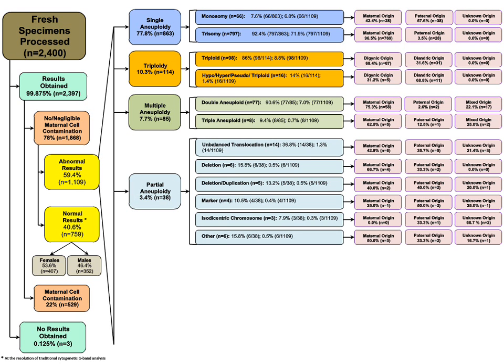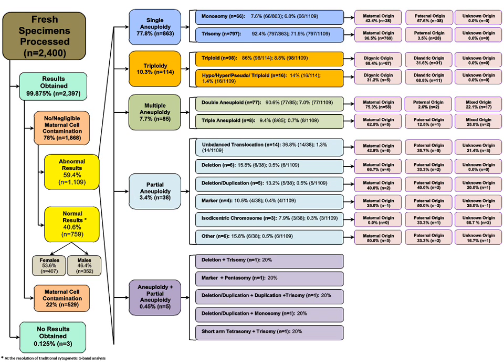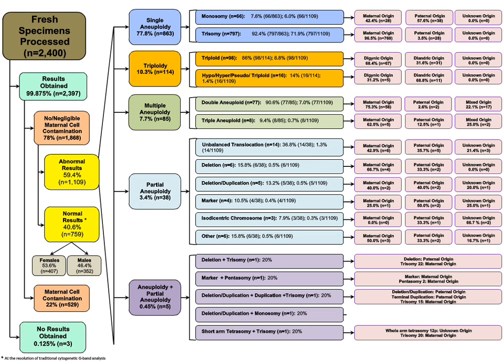Aneuploidy plus a partial aneuploidy really represented a handful of cases, only 5 cases, and so it's kind of meaningless in terms of the parental origins, really not significant enough, but we just list them for completion of the full data set. Tetraploidy represents 4 cases, and I'm going to speak about the significance of those in a couple of slides.